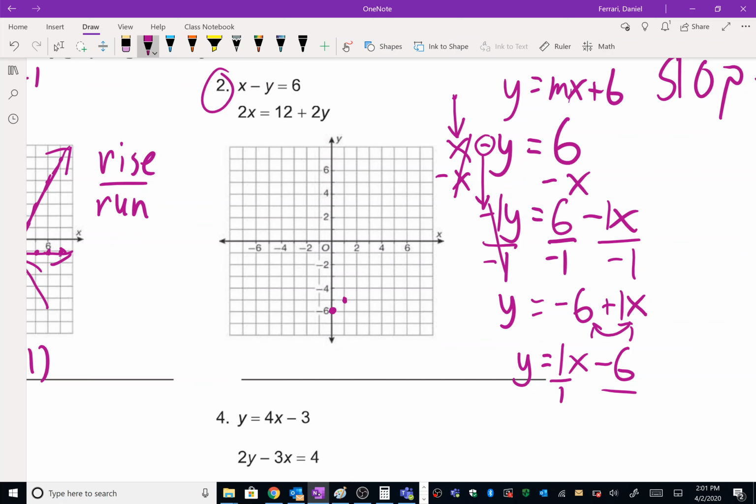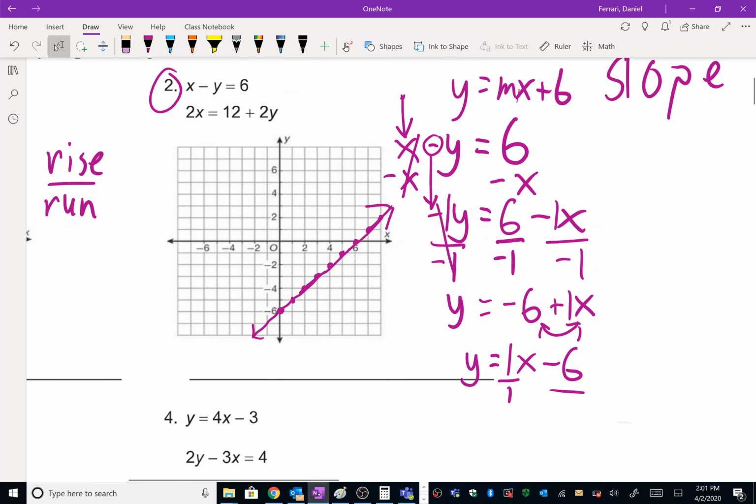Okay, so I go up 1 and right 1, up 1 and right 1. And I'm just going to continue that for a few extra points. Technically, I only need 2 of them, but it's going to help me get a straighter line and make sure I get my answer correct. Okay, so more points is better.